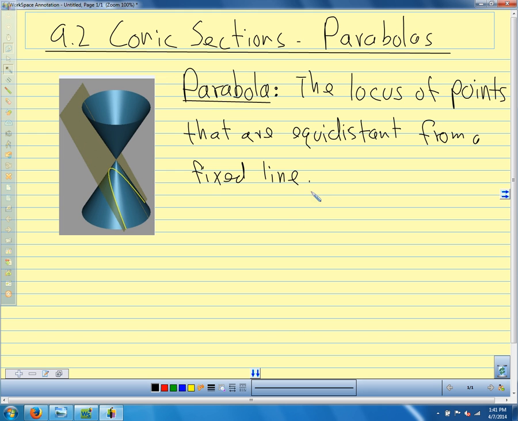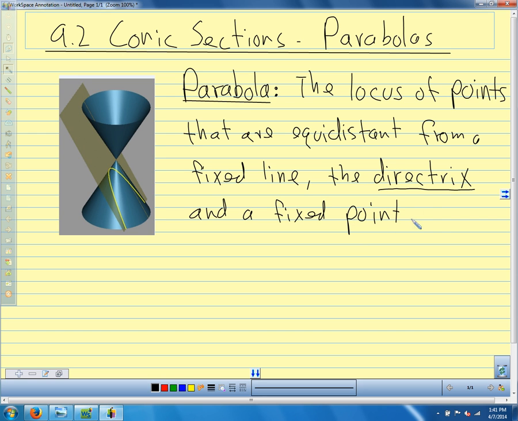called the directrix. And a fixed point called the focus. And the focus is not on the directrix.